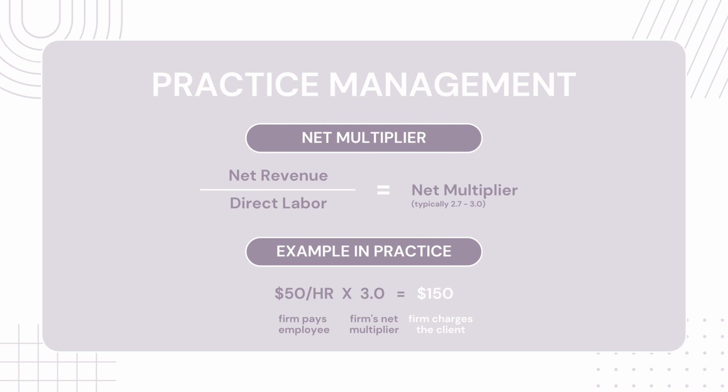If you're working at a firm and are able to review proposals, you should be able to find what your firm's net multiplier is. For a lot of government continuing service projects, firms are required to show this calculation within their proposal.